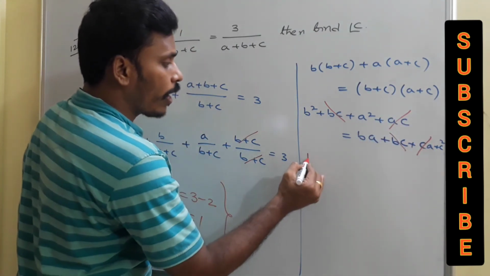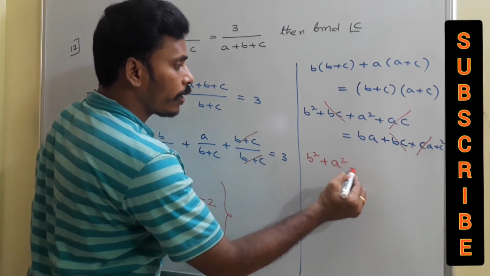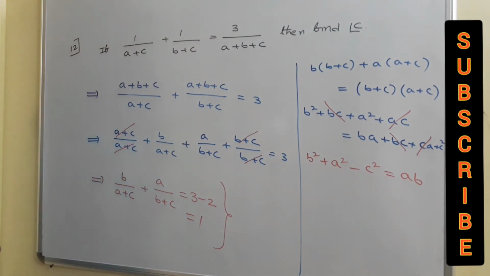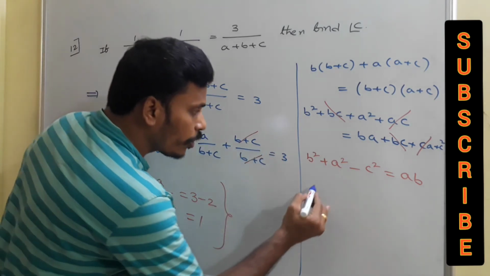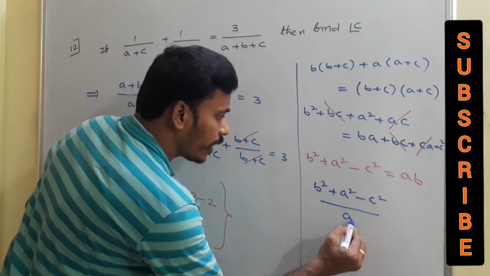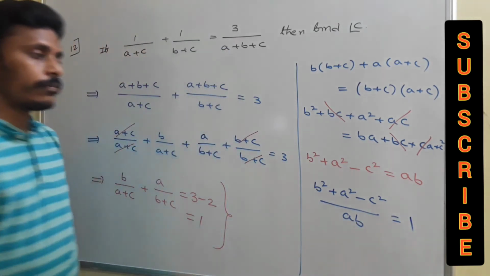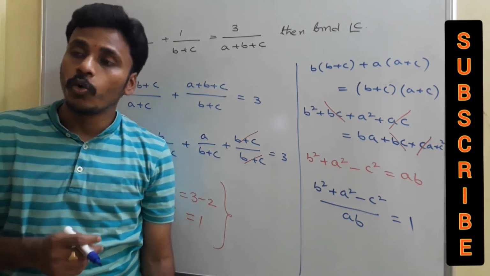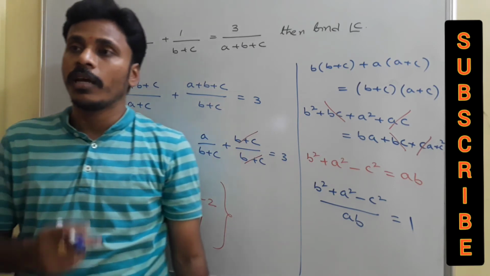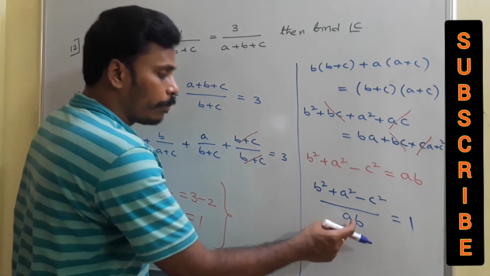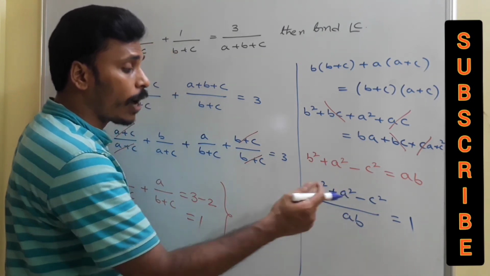And in the next step, what we have? b square plus a square minus c square is equal to ab. Is it clear? Yeah. b square plus a square minus c square is equal to ab. And again if you rearrange, b square plus a square minus c square by ab is equal to 1. But I need to find angle C. Then from the cosine rule, it is very clear that cos C is b square plus a square minus c square by 2ab. But here I have ab, you just multiply with 2. That in the sense divide with 2 both sides.